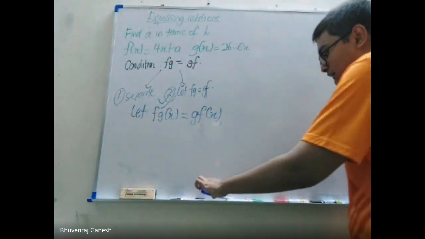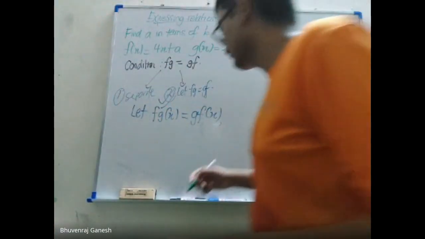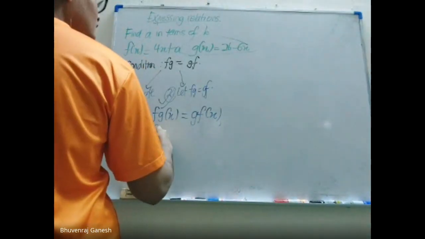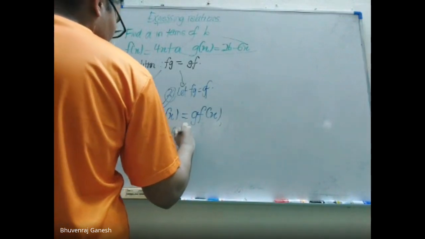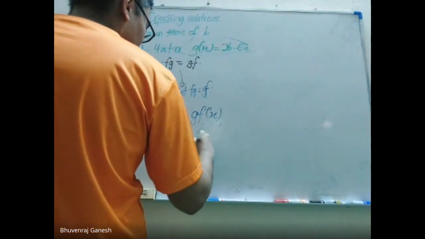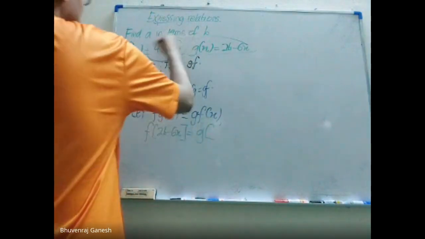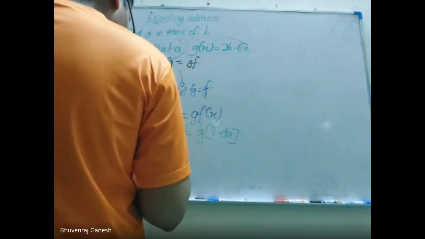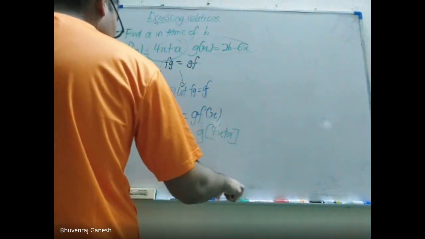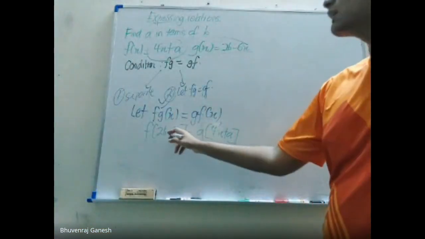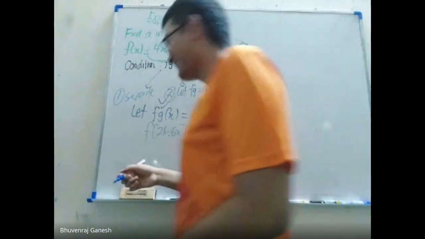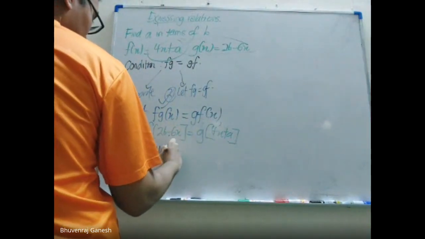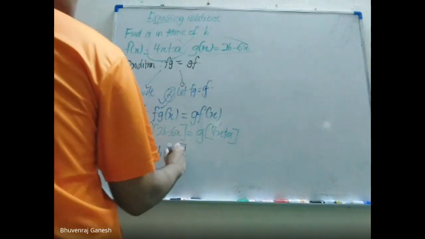So let's say I want to tackle the left hand side first, fg(x). So g(x) is given here. So I'm going to put it inside f: 2b minus 6x. Equals, now I tackle the right side, gf(x) is what? 4x plus a. So now you are going to apply again the same thing. So substitute this into function f. So you will get 4 times (2b minus 6x) plus a.